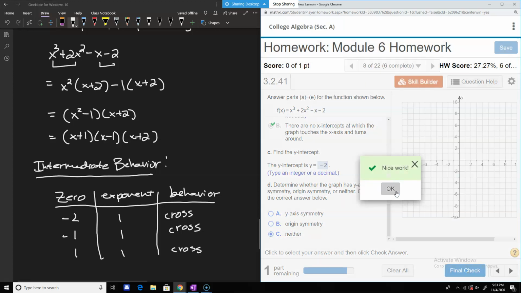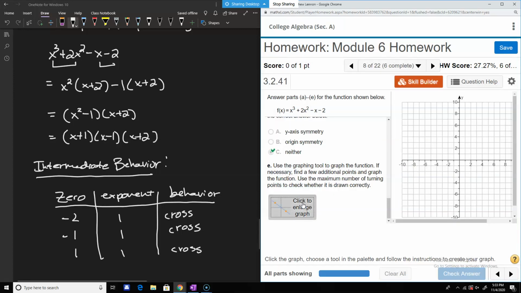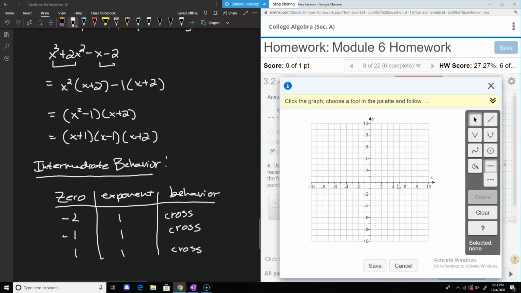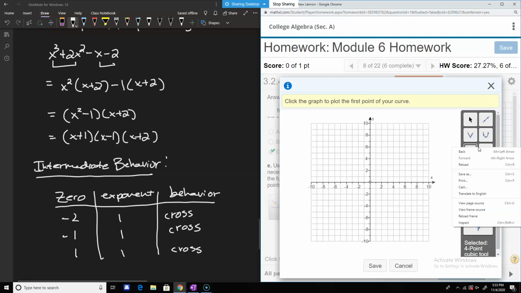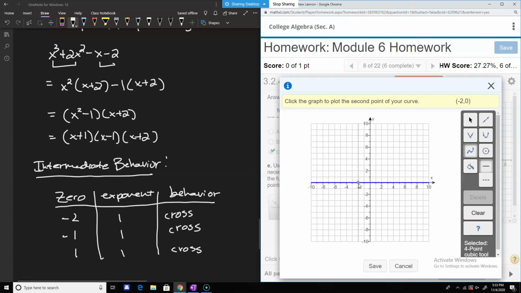Then they're going to make us graph it. So how do we graph it? Well, we pick this polynomial shape. Two polynomial shapes based on the end behavior. We know one side's going down and one side's going up. So we pick this guy. And then basically we're just going to hit the... We know 3 x-intercepts and 1 y-intercept. So we can just click those 3 places. We know it goes through -2, -1, and +1. And we also know it hits the y-axis at -2. So that gives us our shape.